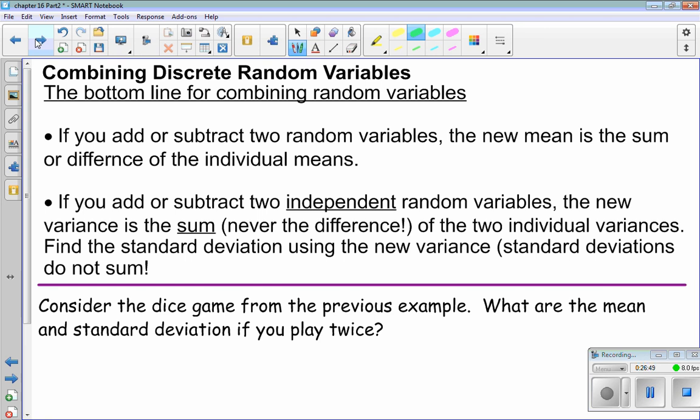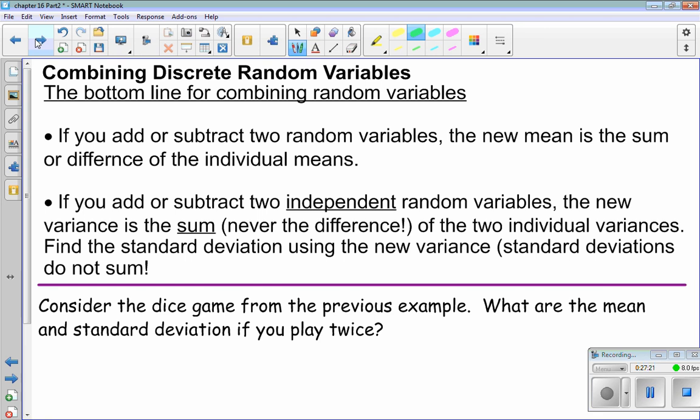What happens if I want to combine some random variables? Well, we don't already know. If I have 2 different defined variables, I get points for rolling dice, and I get points for spinning a wheel. So I've got 2 totally different things, and I want to combine them for a total number of points. How does that affect the mean and the standard deviation? Do we understand the question?